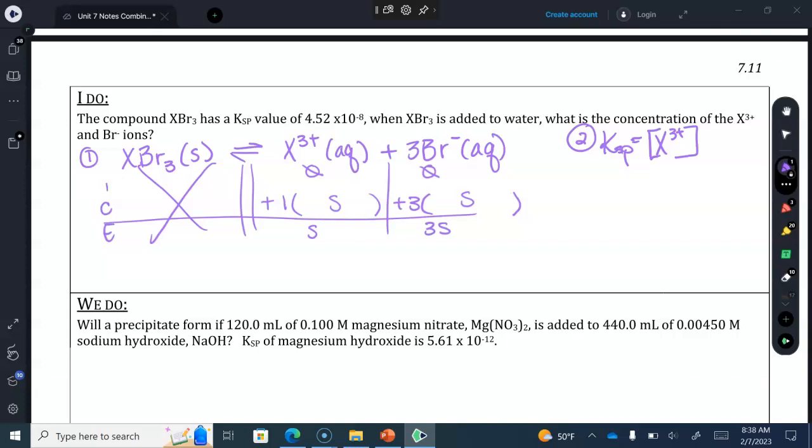But because it's solubility product and it's always going to be in a very specific format, we can skip the full ice table setup and just simplify it by representing S and 3S. Okay? Good so far? Do you want me to pause?